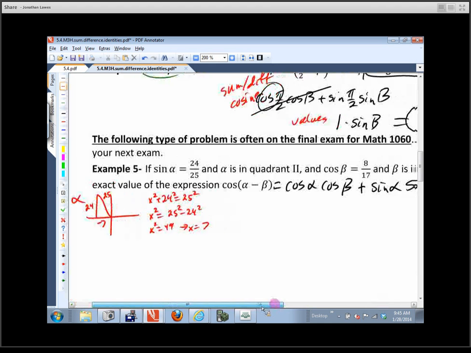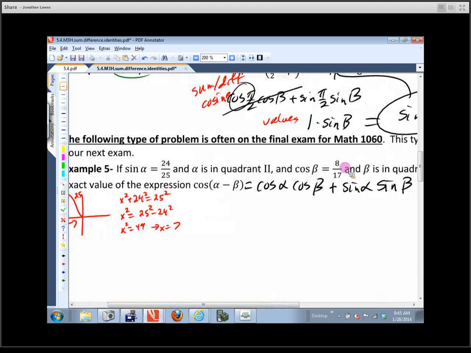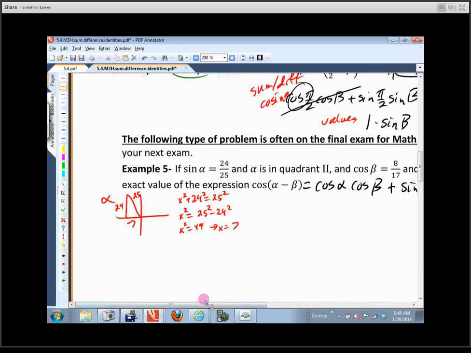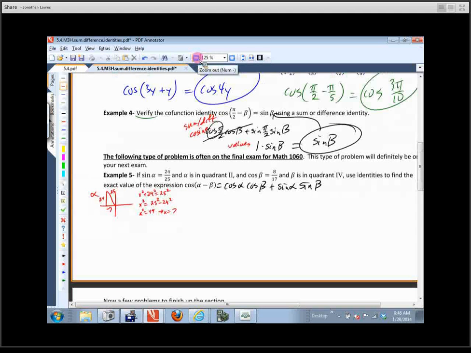I'm going to change colors now. Let's take a look at beta. It says the cosine of beta is 8/17 and beta is in quadrant 4. So the cosine of beta is 8/17 and we're in quadrant 4. So I'm going to change colors again. I'm going to draw a picture for beta. It's in quadrant 4. Cosine is 8/17. This is 8. That's 17. I need to know what this one is right here.